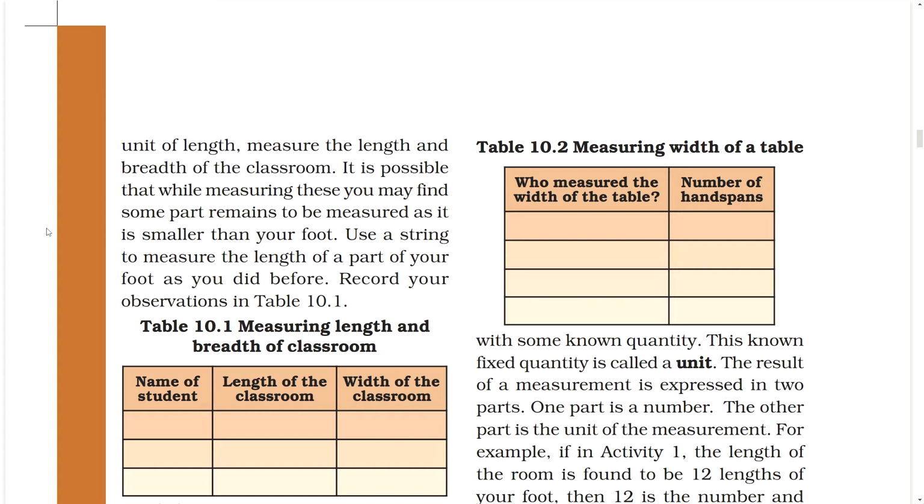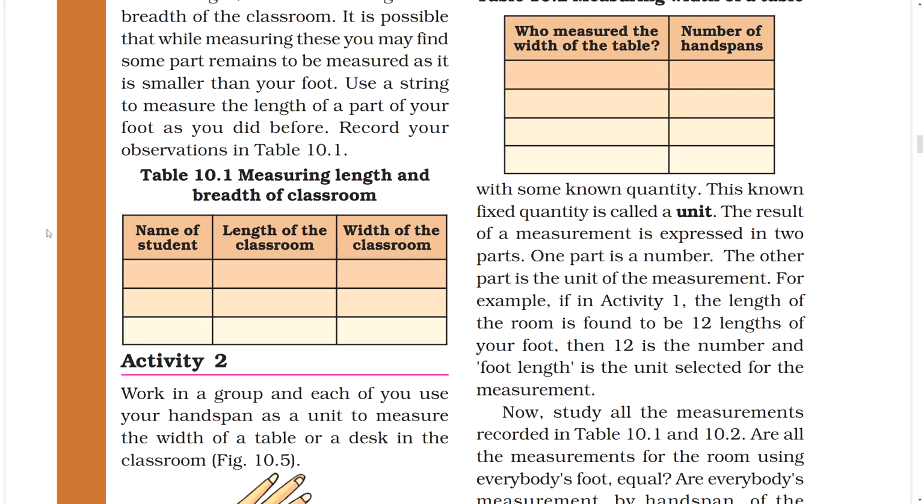Use a string to measure the length of a part of your foot as you did before. Record your observation in the table. Table: measuring length and breadth of classroom. Name of student, length of the classroom, width of the classroom. Do this and comment on this.